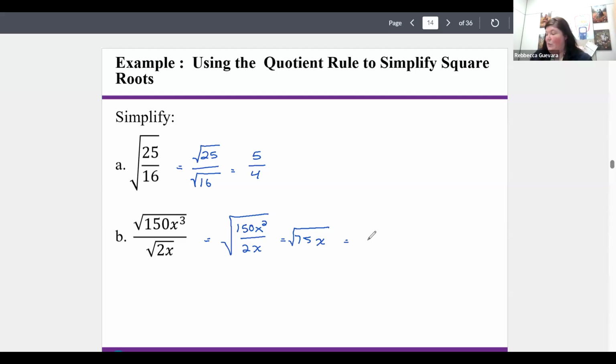All right. And we already had simplified the square root of 75 earlier. So that would have been 5 square root of 3. And then we're just doing a square root of x. So that's not an x squared, it's just x. So we're just left with a square root of x. So this might actually just be 5 square root of 3x.